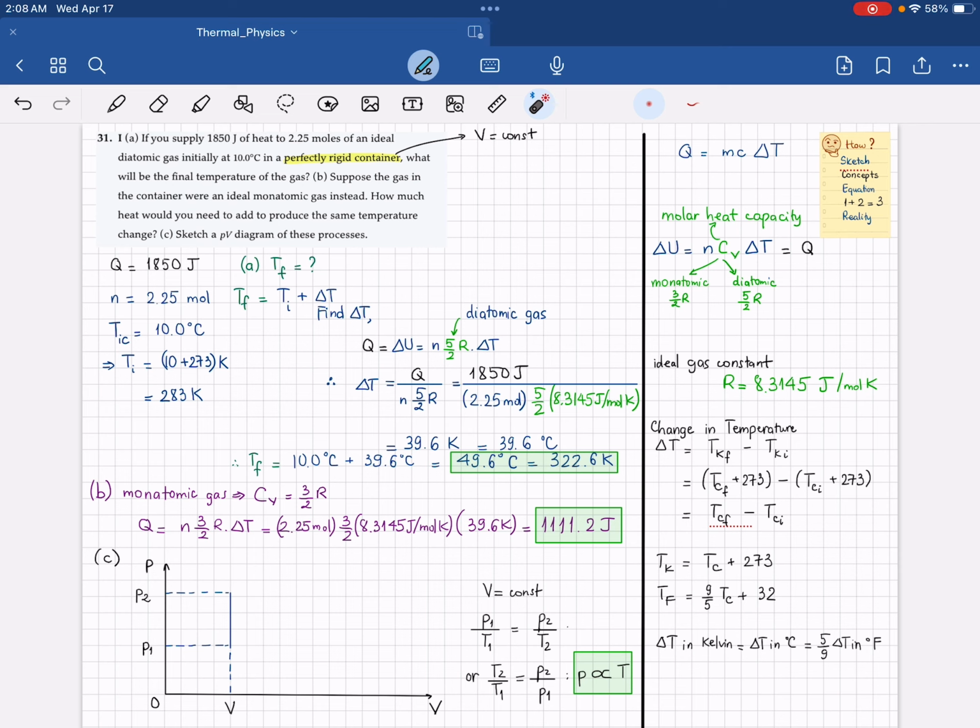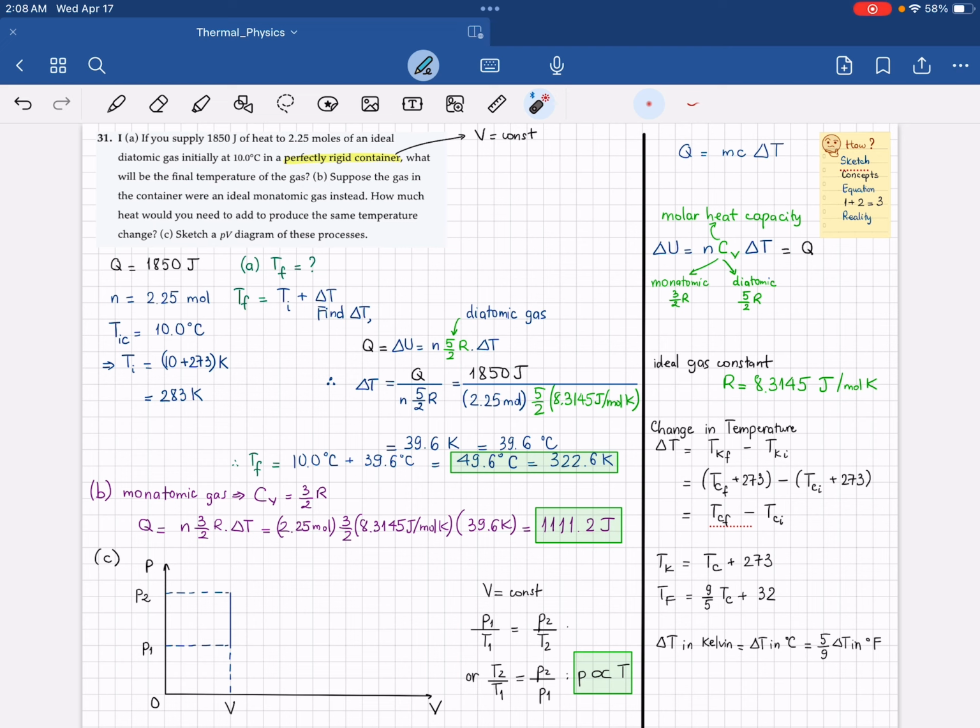For the second question, it's just the same mechanism, right? Just the same equation, but this time we change the CV for the monatomic gas to be this value, 3/2 of the R constant, and then we use the change in temperature that we found in question A, and then we can find that the heat is around this value.